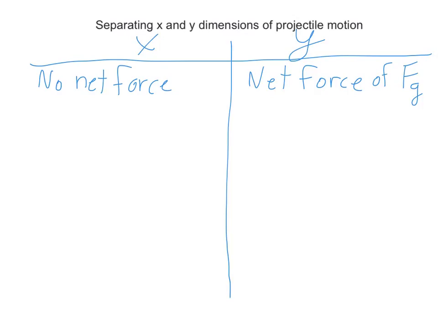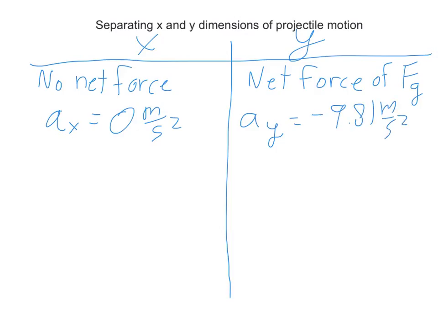So in the x direction, if there's no net force, that automatically tells us that the acceleration in the x direction is 0 meters per second squared. While the acceleration in the y direction, as we saw on the prior slide, will be negative 9.81 meters per second squared. The same acceleration that's true for objects in free fall. Keep in mind that the negative sign is just telling us that the direction is down.